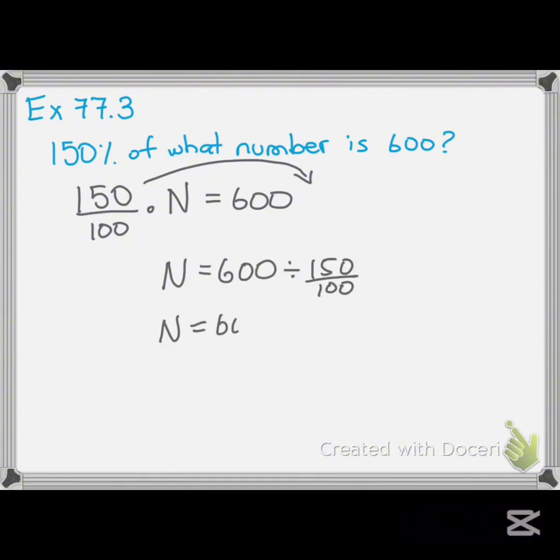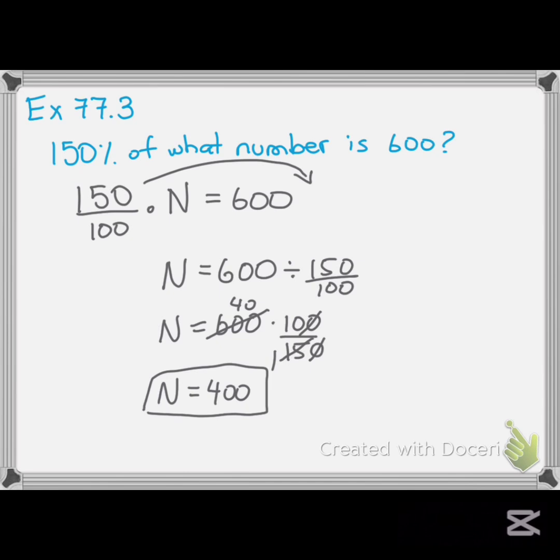Now remember that when we divide by a fraction, we multiply by its reciprocal. So we have to actually multiply times 100 over 150. And if we cancel zeros and we divide by 15, 15 divided by 15 is 1, and 600 divided by 15 is 40. And then if we multiply 40 times 10, the answer is 400.